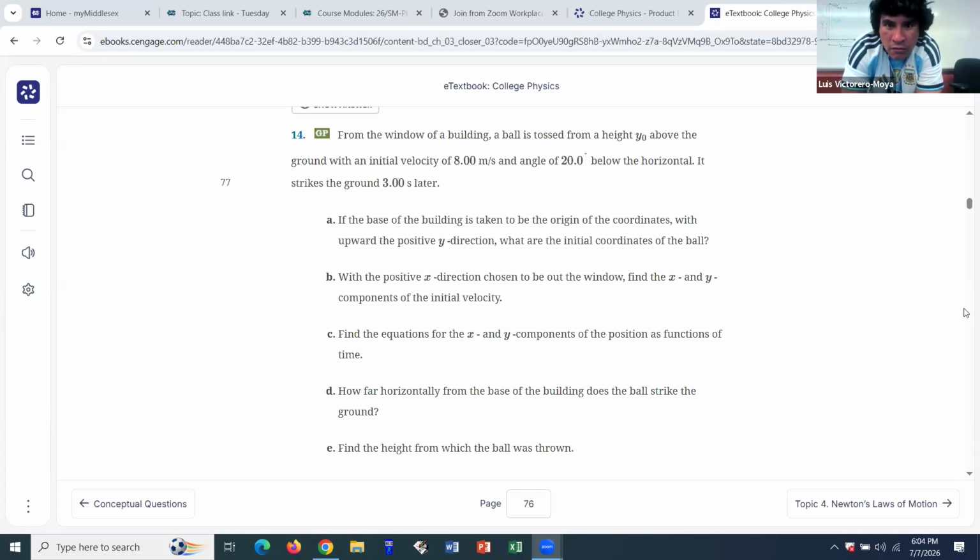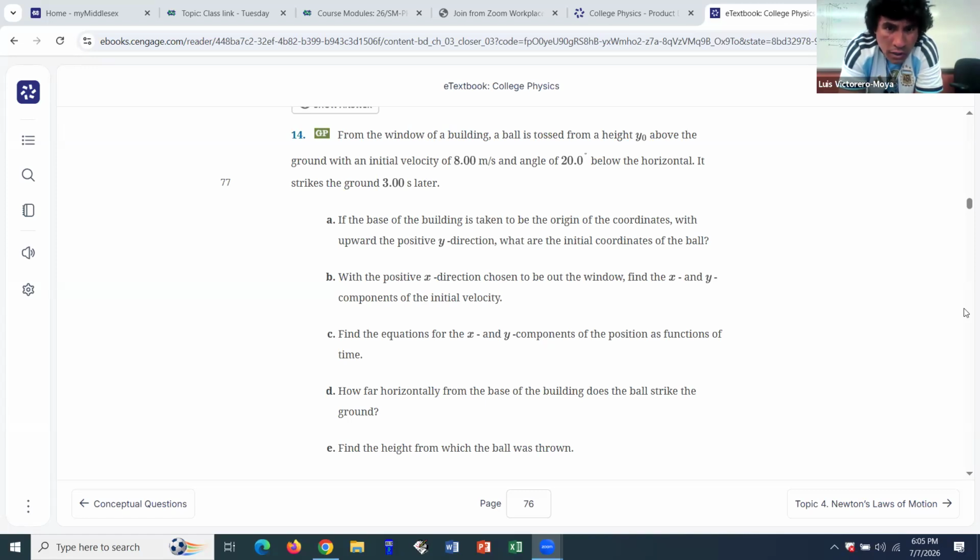So here you have a daily situation where you are throwing a ball from a window, from a certain height. They give you the initial velocity and the angle. The only thing you have to be careful about is that now the angle is below the horizontal. And they give you time. That's actually good for this type of problem. When they give you time, they're giving you quite some information that you can use, which is why they give you several parts: A, B, C, D, E.